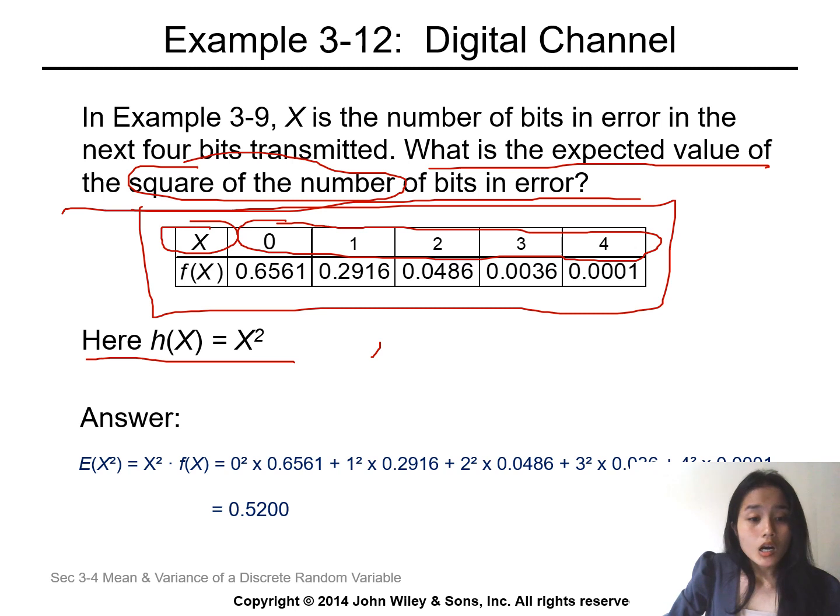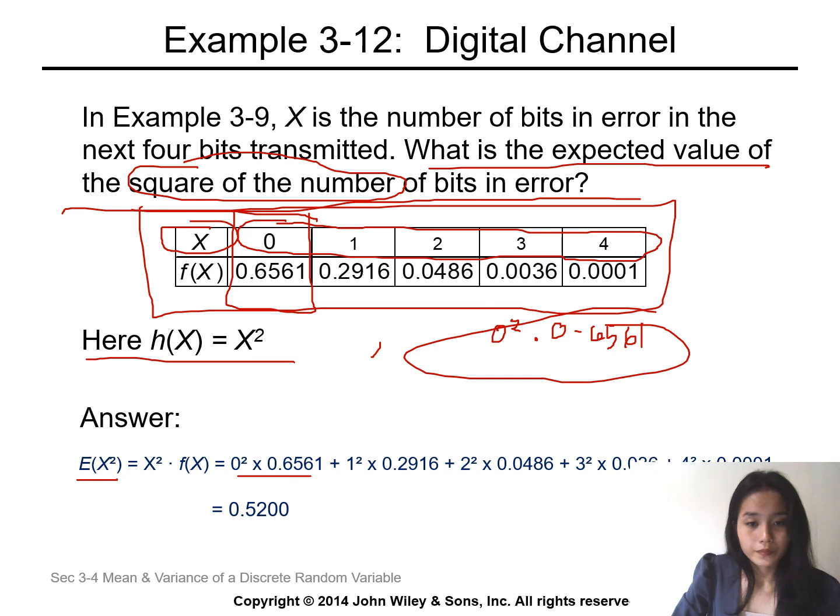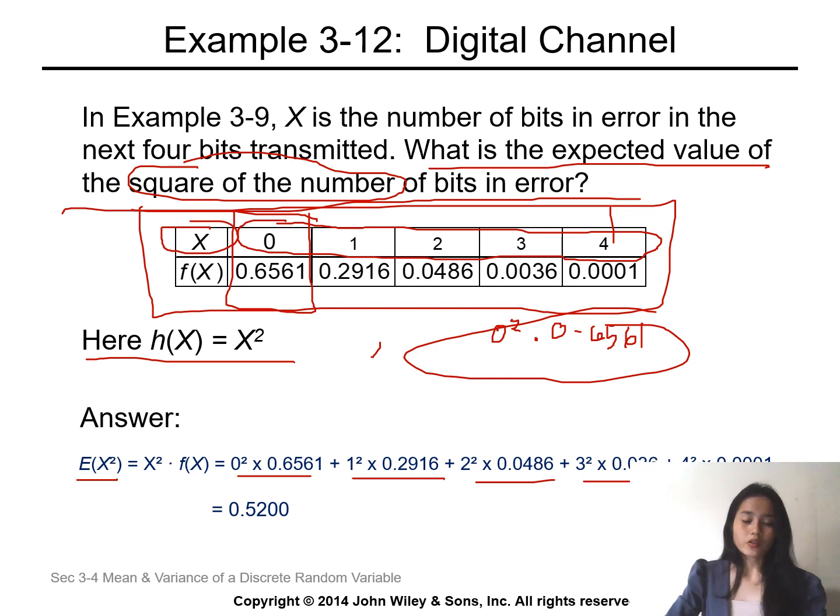So we square the random variable x. The expected value solution is E of x squared equal to x squared times f of x. For example, 0 squared times 0.6561, and so on up to 4. The answer is 0.5200. That is the expected value.